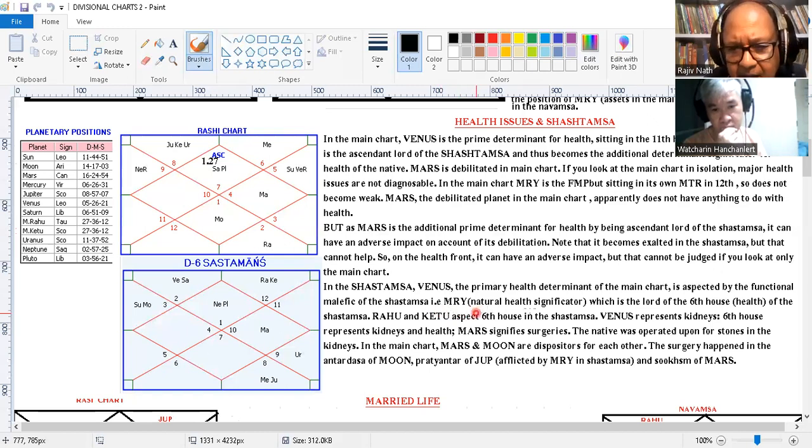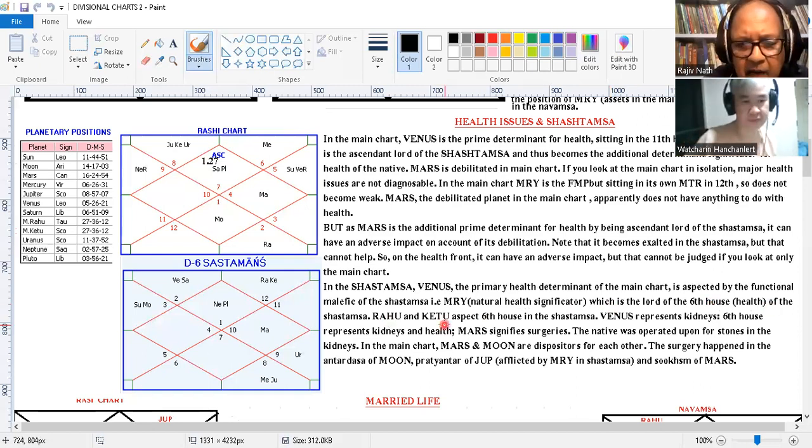Mercury is the natural health significator for any horoscope. Why? Because it is Lord of Virgo, which is the sixth house of the natural zodiac. So Mercury is taken as a natural significator for health in every horoscope. Always bear in mind which is the Lord of the sixth house, health, of the Shashtamsa.